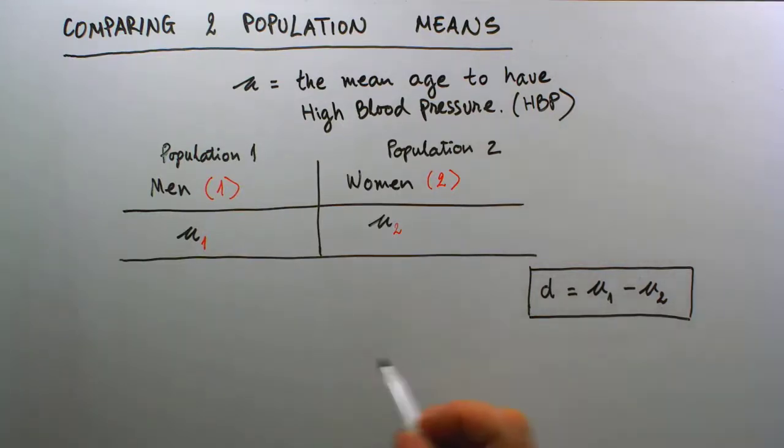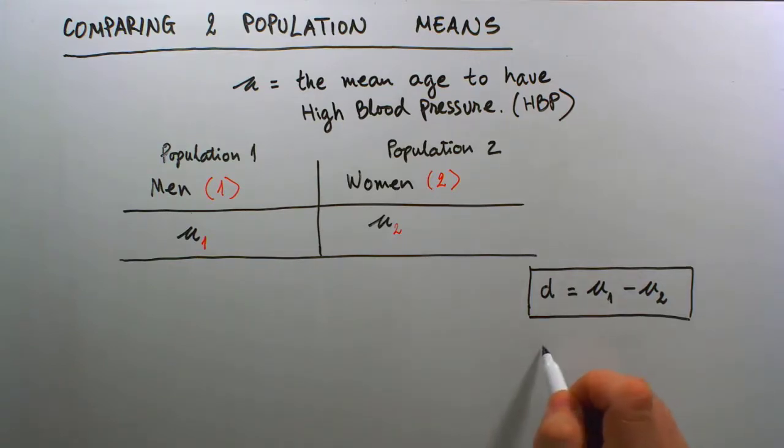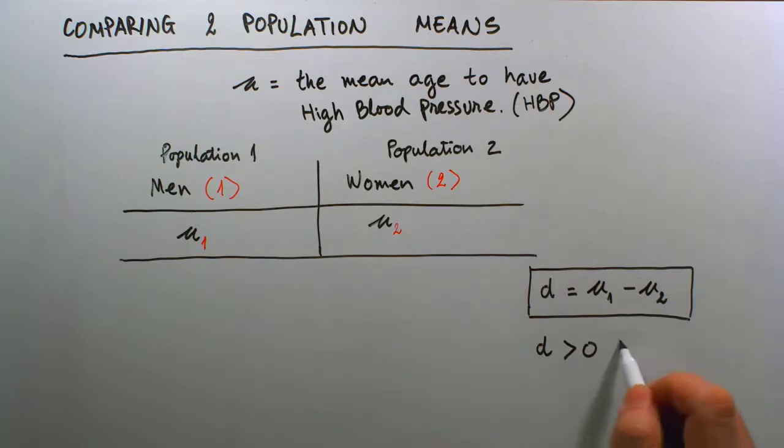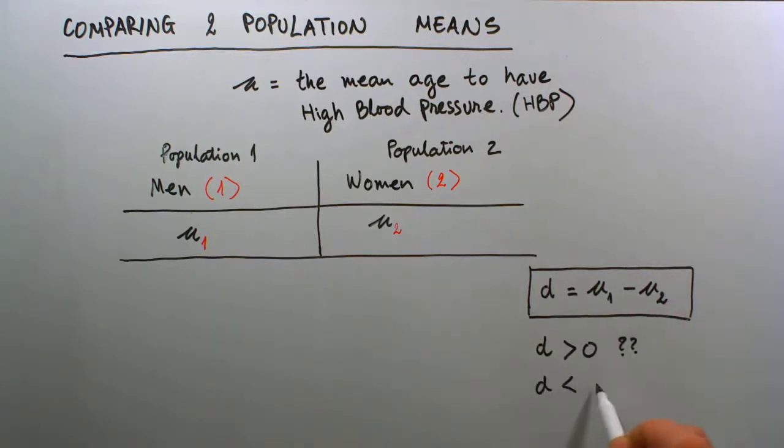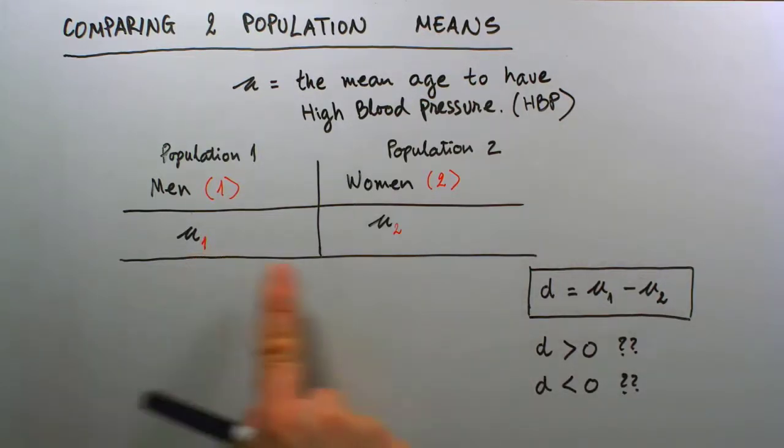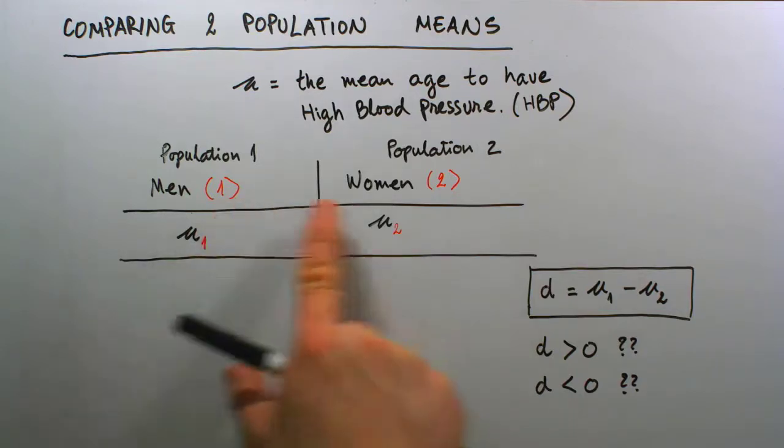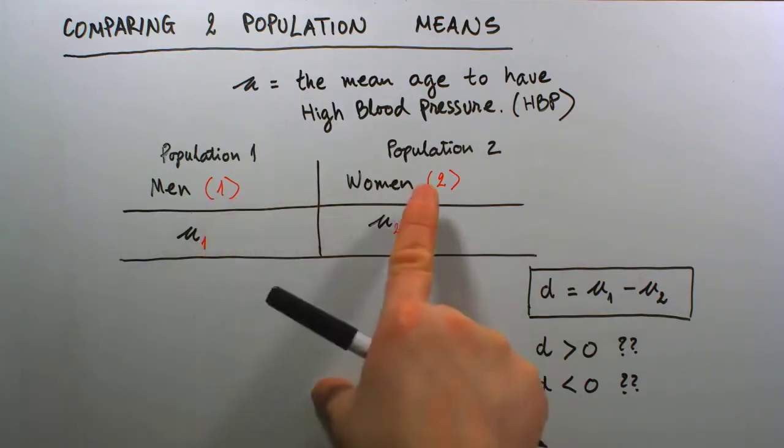And then comparing just means asking: is the difference a positive difference, or is the difference a negative difference, a quantity less than 0? So a positive difference means mu 1 is greater than mu 2, in the way we labeled our two populations.